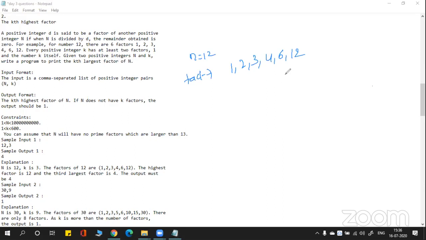Okay. So if my k is equal to 1, what should be the output? If k is equal to 1, that means I should print the first highest factor. So if k is equal to 1, my output should be 12. If k is equal to 2, my output should be 6.